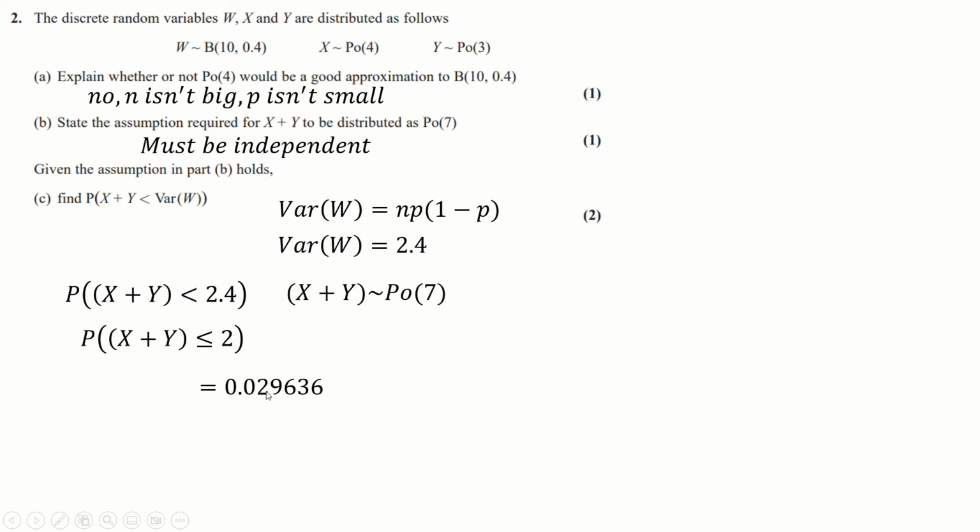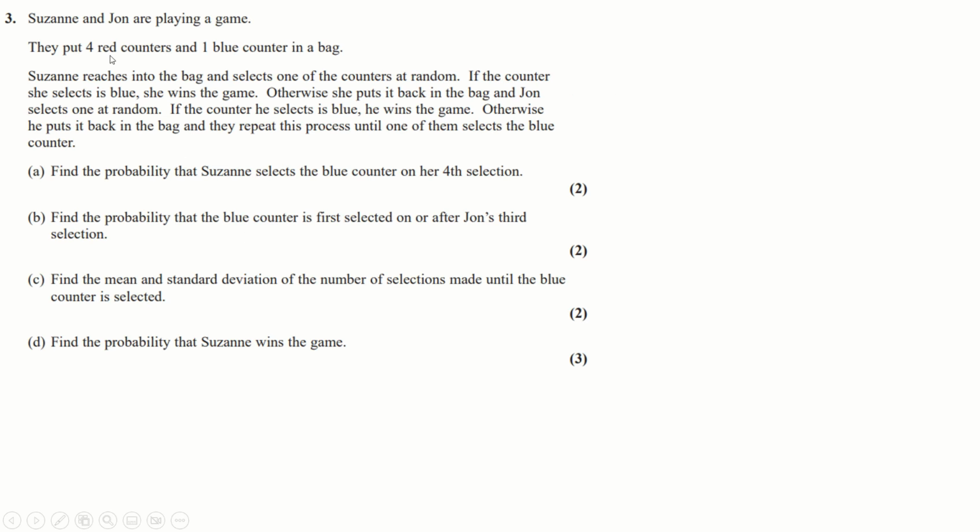And we'll get this here. Question 3, so they put 4 reds and 1 blue in a bag. Whoever picks the blue first wins, they take it in turns and they always put the counter back at the end. If you pick a blue, you win and the game ends. So find the probability Suzanne selects a blue counter on her 4th selection.